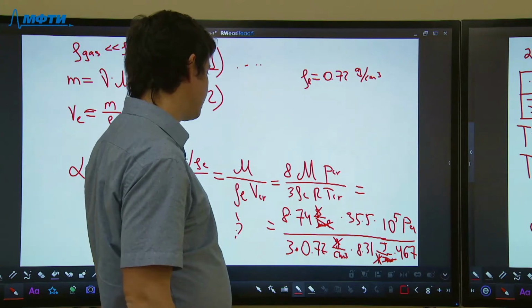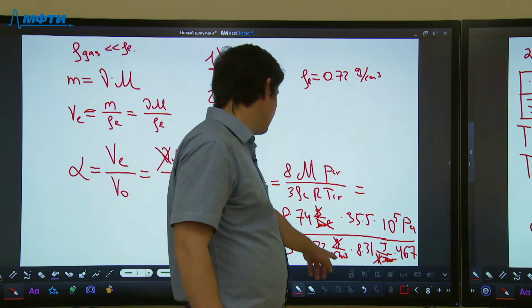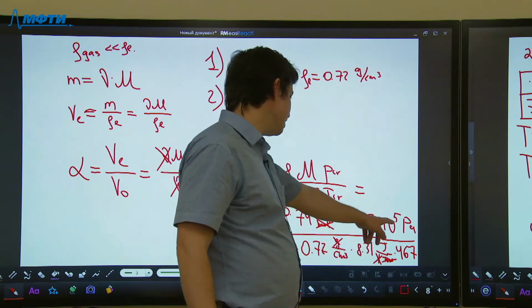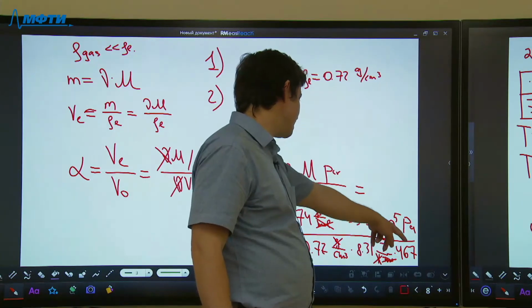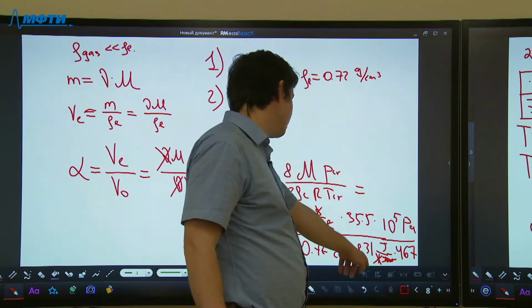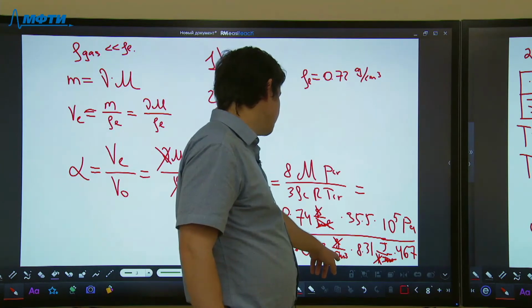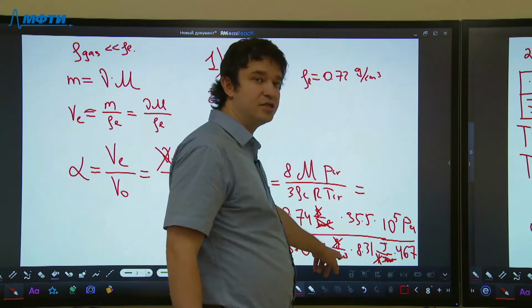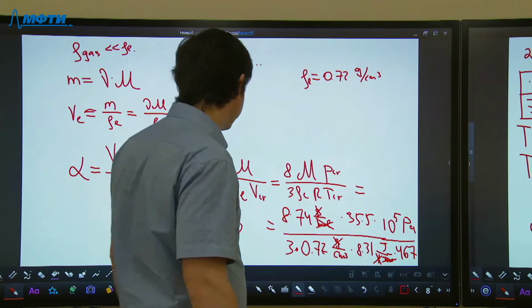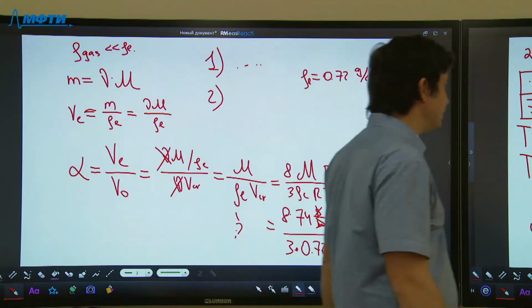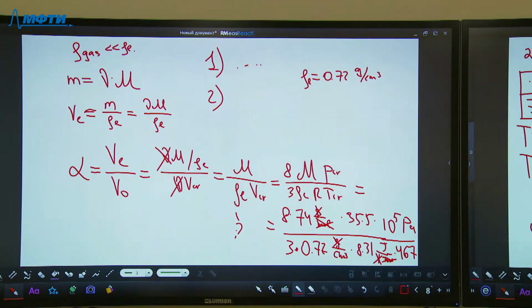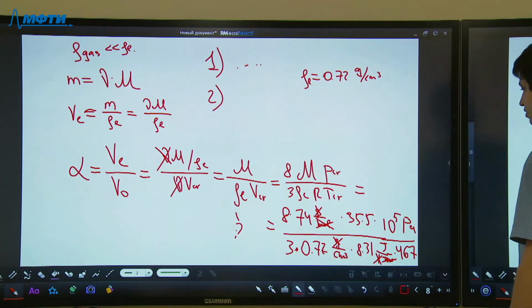Okay, so now what I have here, if I take centimeters cubed, I would have pascal times centimeter cubed over some joule. So I think I need to convert these cubic centimeters into cubic meters. I cannot go around this. I need to convert one quantity into another quantity. So, okay, let's do it.